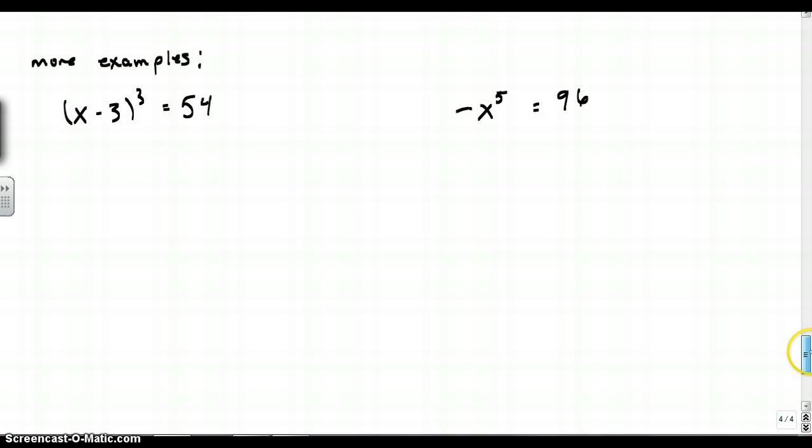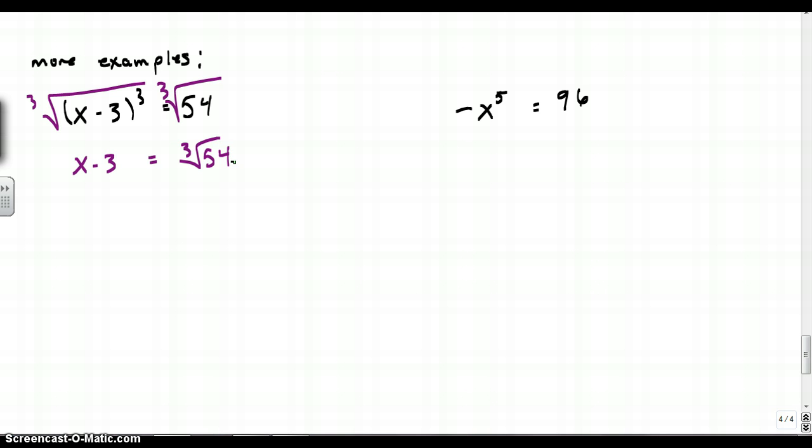And a couple more examples. Same process. We have x minus 3, quantity to the third, equals 54. So here again, I want to get rid of this third power. I'm going to get this x minus 3 by itself. So I'm going to take the cube root of both sides. So this is going to give me x minus 3 equals the cube root of 54.